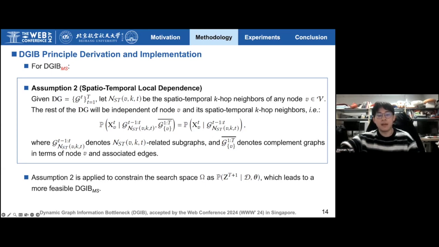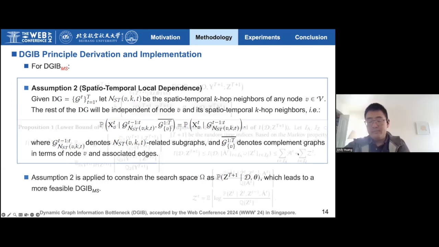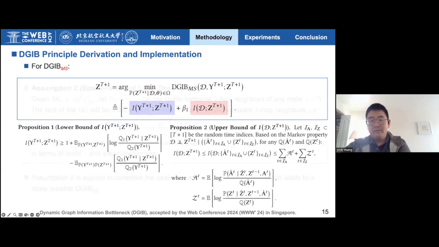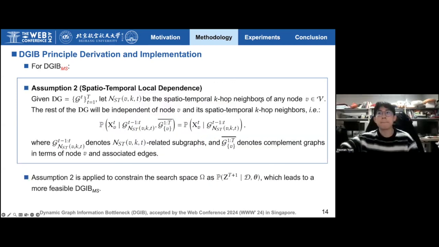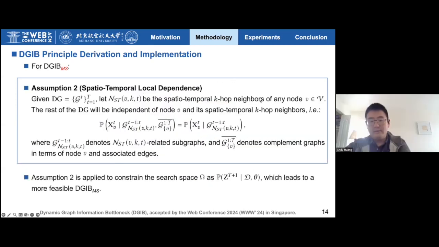Can I ask a question? Yeah, so basically you are making the Markov assumption here, right? You're assuming the current time is only dependent on t-1. And what if you have graph dynamics that span over 5 or 6 snapshots, for example? Then it will not be modeled by this.